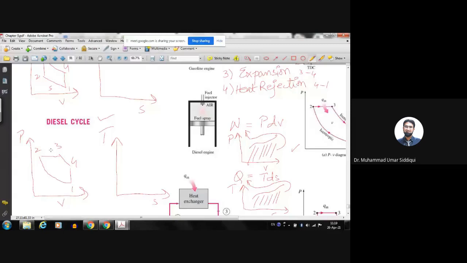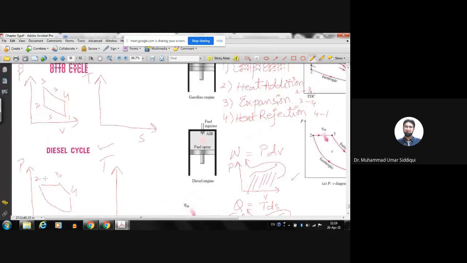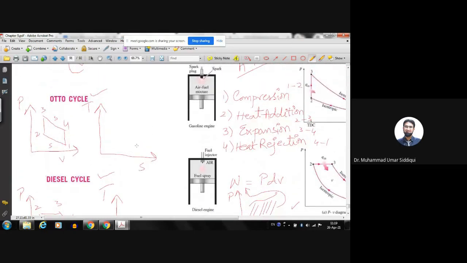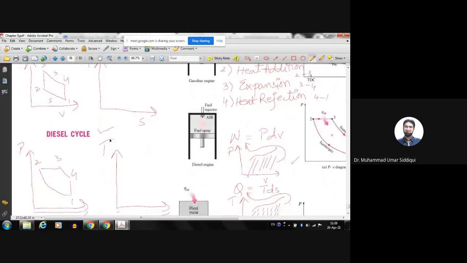Could you repeat what you said about entropy being constant? Look, 1 to 2 is compression, right? Yes. So whenever we say the compression is done, in the compressor or whatever the device, we assume that the entropy is constant, an isentropic process. So 1 to 2 entropy is constant, 3 to 4 entropy is constant, because 3 to 4 is expansion. So for compression and expansion, we always assume entropy is constant.